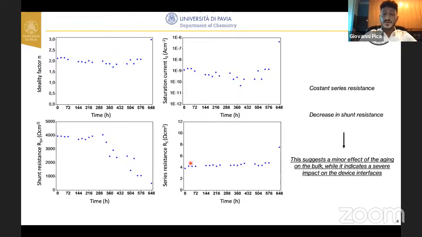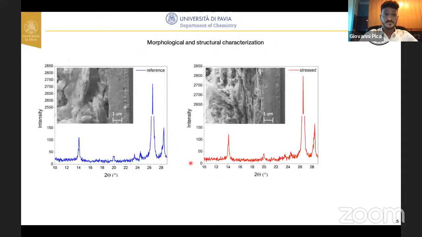And this suggests a minor effect of the aging on the bulk of our devices, while it indicates a severe impact on the device interfaces. We want to study these phenomena more in depth, and we performed morphological and structural characterization. Here in the inset, you can see the SEM of our device in cross section for the reference cell and the stressed cell, and you can see that there are no strong deviations, so the cross sections are very similar.